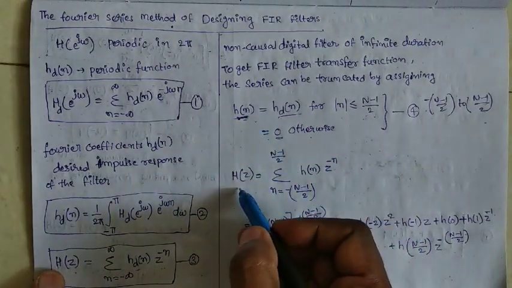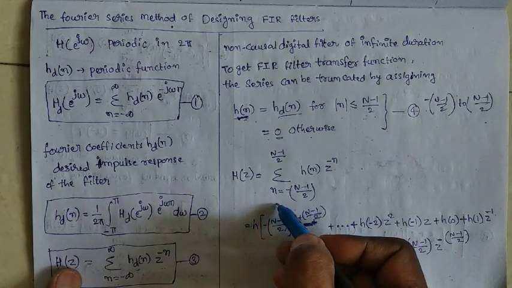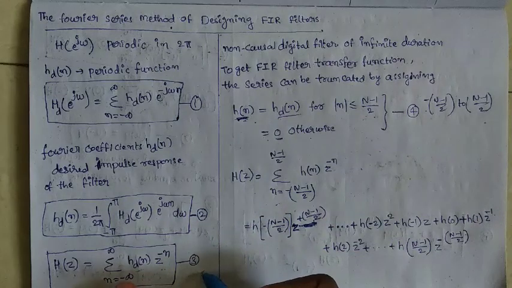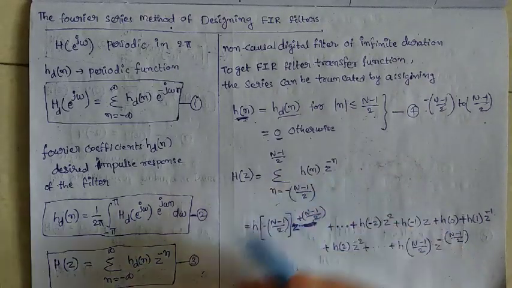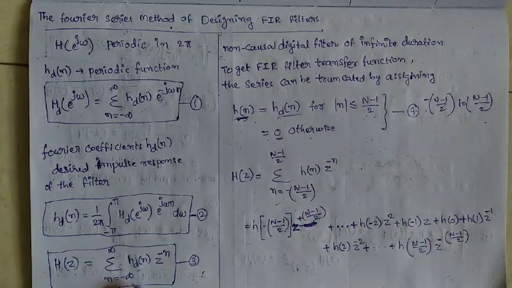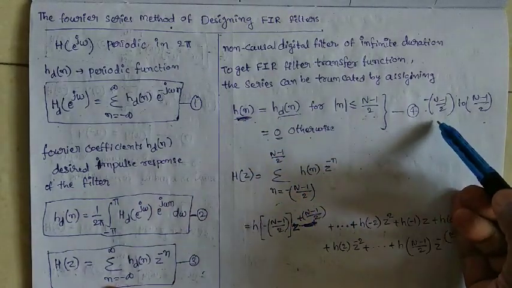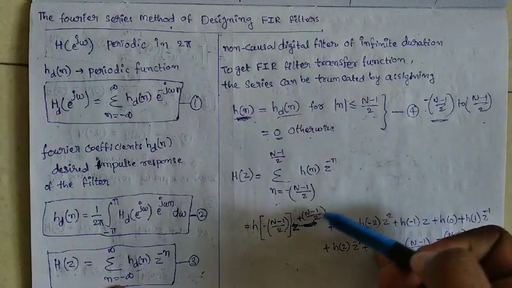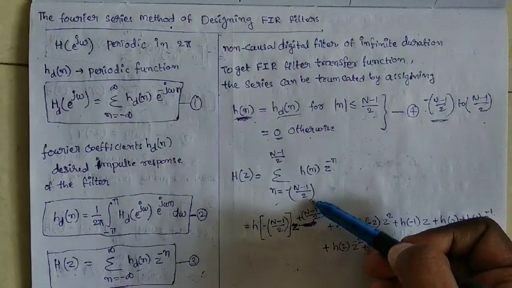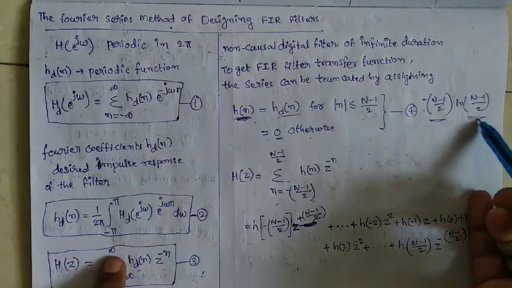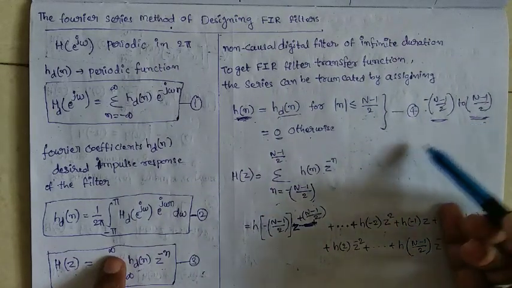The Z-transform of h_d(n) is H(z), which is equal to what? From equation 3, we are simply replacing h_d(n) by h(n), and from the definition of h(n), the lower limit of the summation is replaced by minus (N minus 1)/2, and the upper limit of this summation is replaced by (N minus 1)/2.